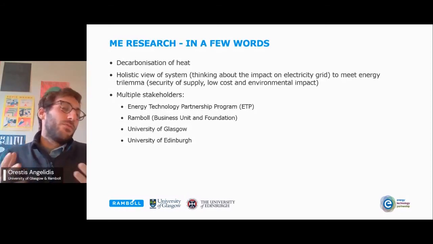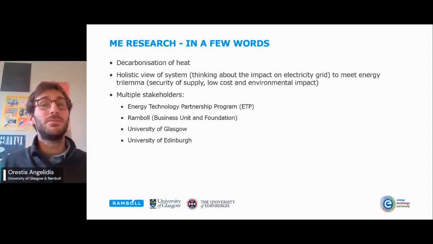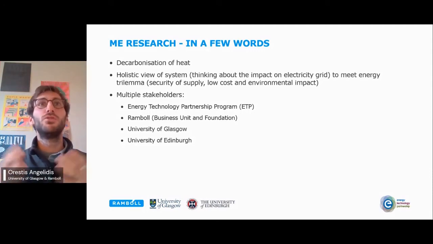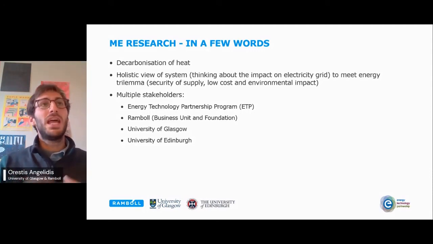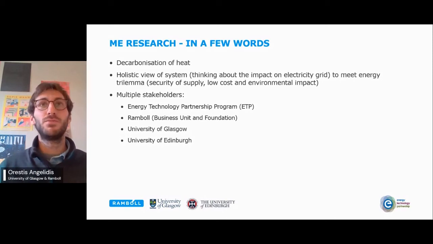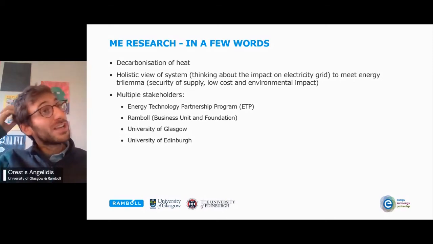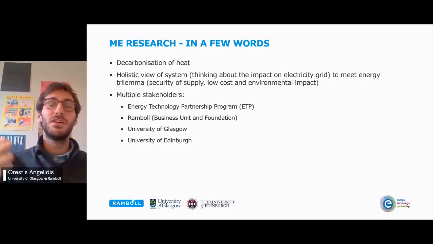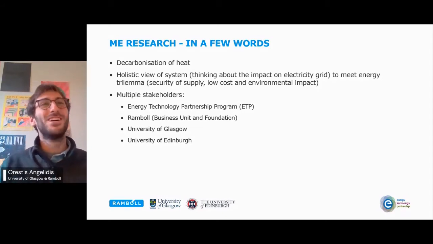What we will be talking about is the decarbonization of heat, and more specifically how this can be done in a holistic way. So thinking about the whole system altogether, what's the impact on the electricity grid, and if we look at the whole energy trilemma of security of supply, low cost, and environmental impact in a holistic way, what opportunities we have there and what benefits we can have. Now, the project is with the University of Glasgow. There's a lot of stakeholders. There's the public part, which is the ETP, as you're aware of. There's Rumble, which is the industrial partner, the University of Glasgow and the University of Edinburgh.